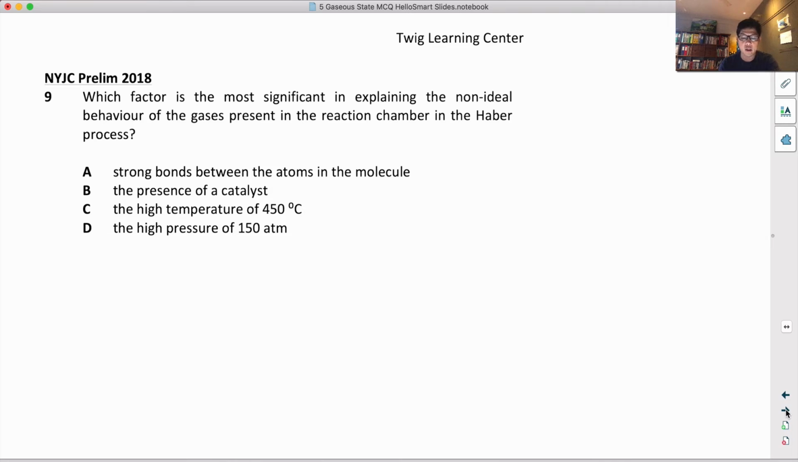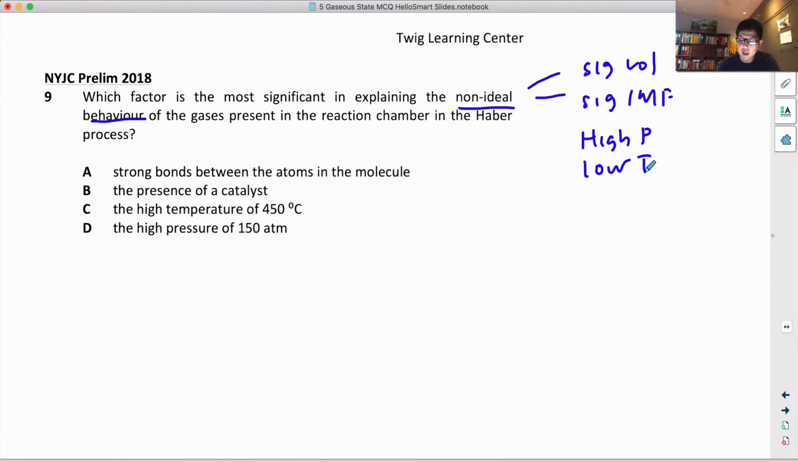Which factor is the most significant in explaining the non-ideal behavior of gases present in the reaction chamber in the Haber process? So to explain the non-ideal behavior, generally to be non-ideal, it must have significant volume and significant intermolecular force of attraction. So this will only happen at high pressure and low temperature.